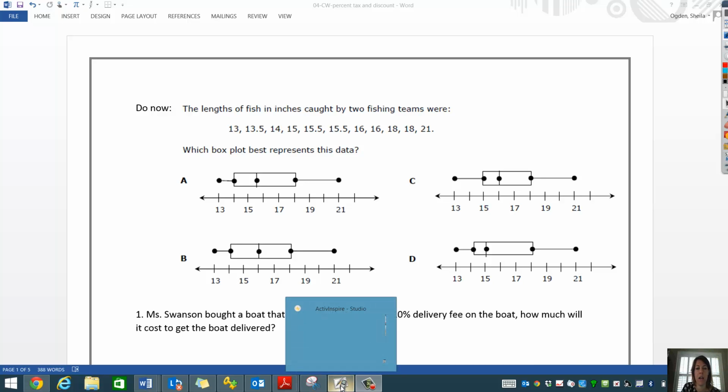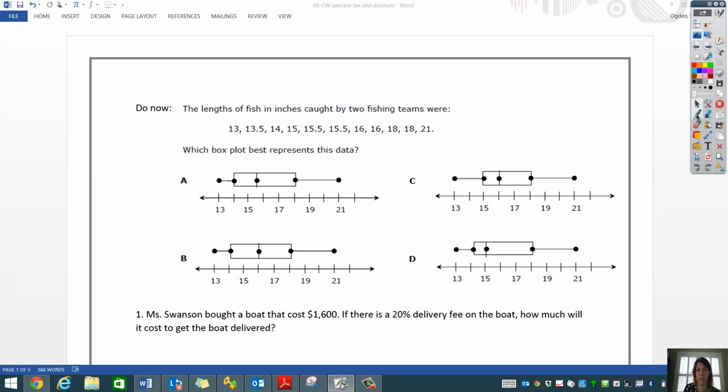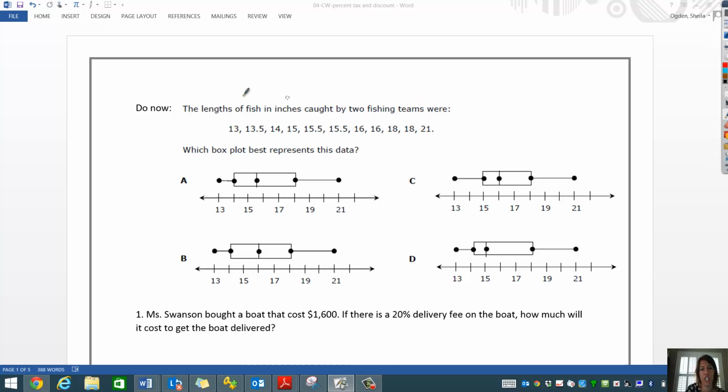All right, Kipsters. First, we're going to go over the do now. It says the lengths of fish in inches caught by two fishing teams were 13, 13 and a half, 14, 15, 15 and a half, 15 and a half, 16, 16, 18, 18, 21. Which box plot best represents this data?